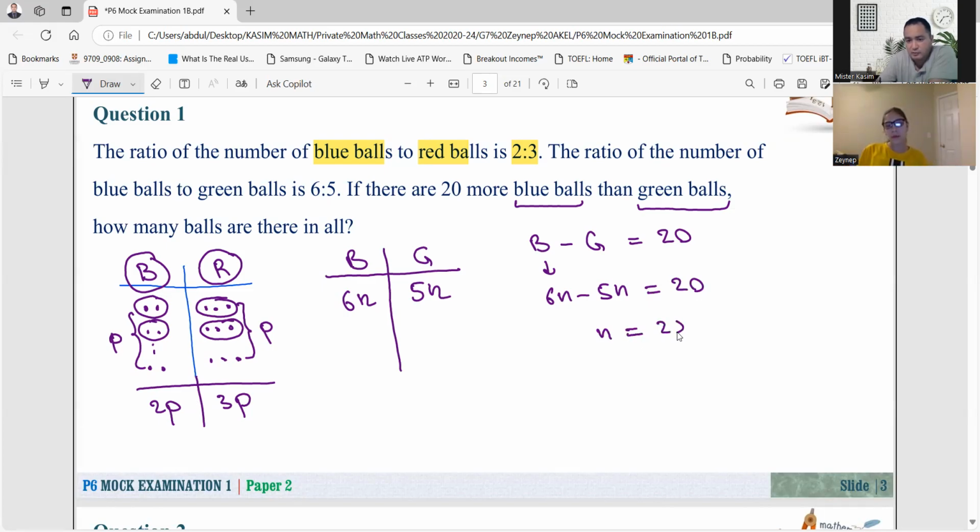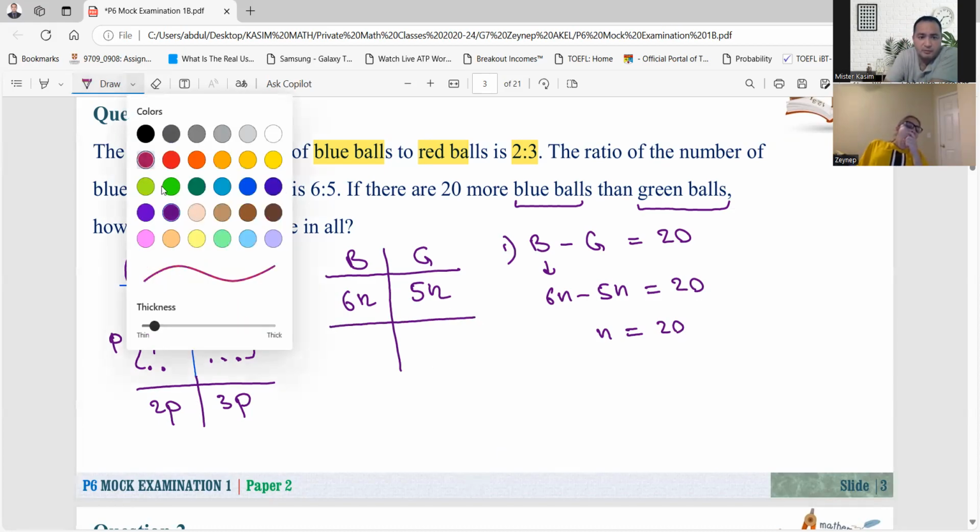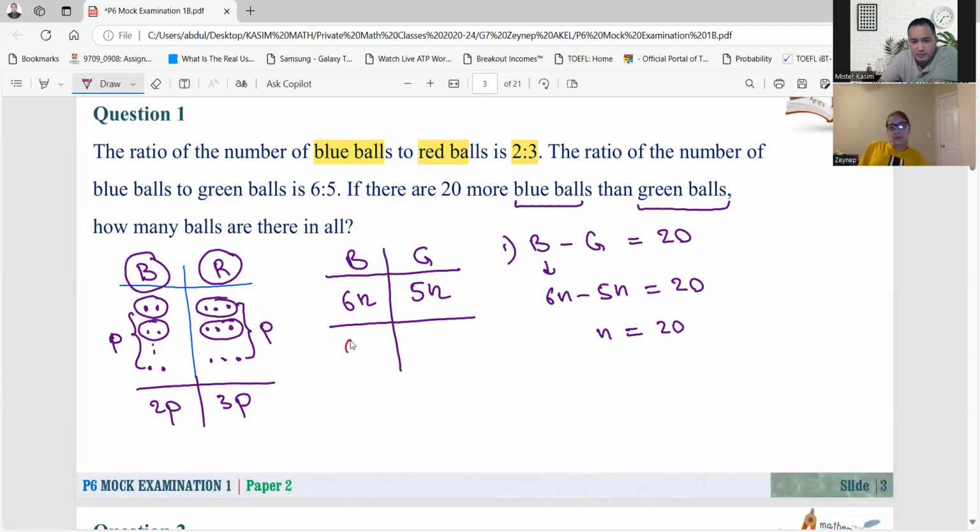n is equal to 20. Right? If it is 20, I can write the actual number of green balls and blue balls. 6 times 20, which is 120, and 5 times 20, which is 100. So that means that we have 120 blue balls. What is the question here? How many balls are there in all? Okay, so since I have blue balls, 120, right?